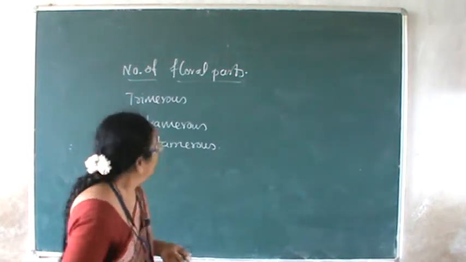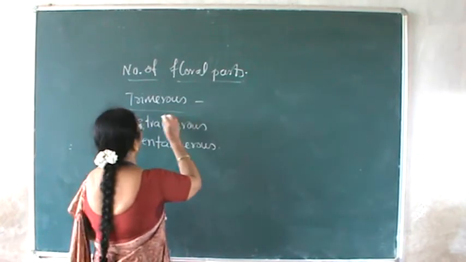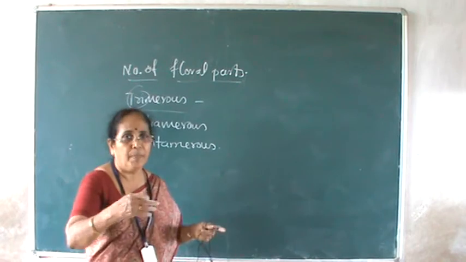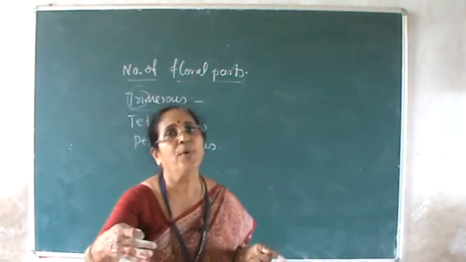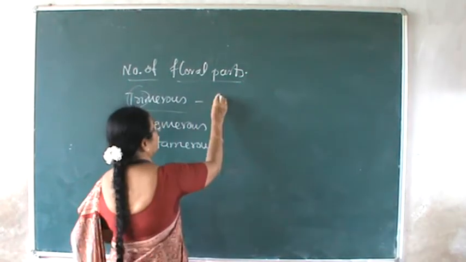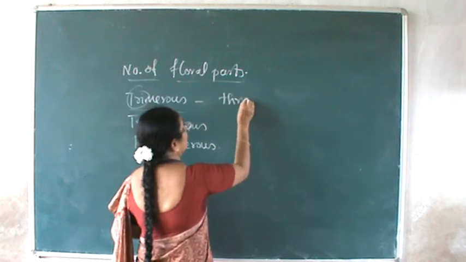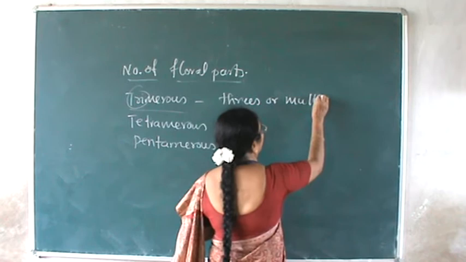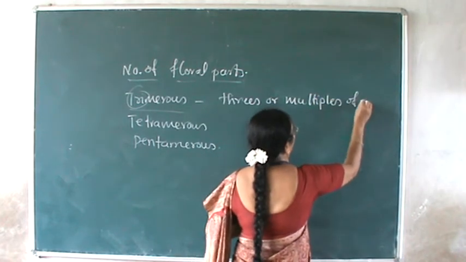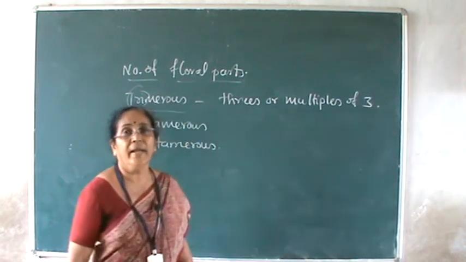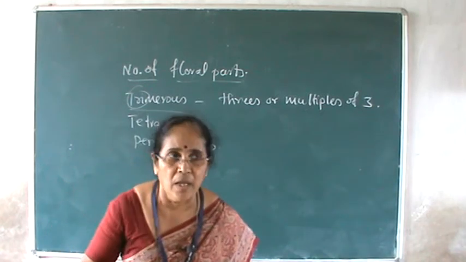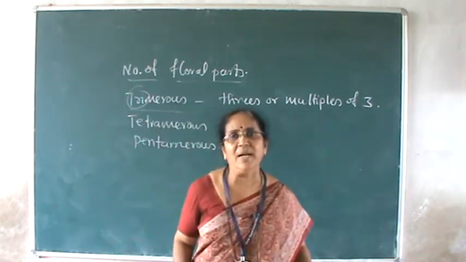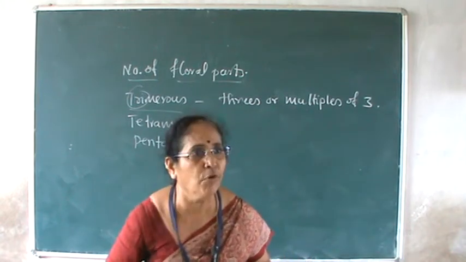Okay? Now, the meaning of this trimerous, you can make out tri is 3. If the floral parts are in 3s or multiples of 3s, 3, 6, 9, 12 and so on, in that case, the flower is to be called as trimerous in nature. Most of the monocots, for example, coconut and arecanut. All of you have seen coconut.